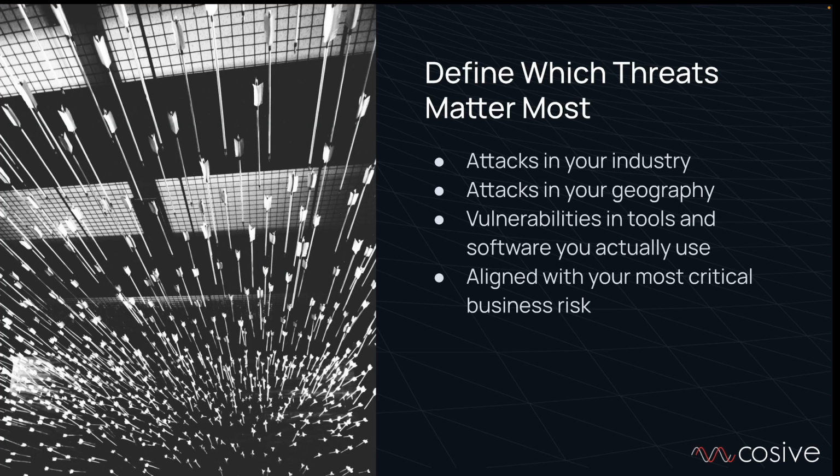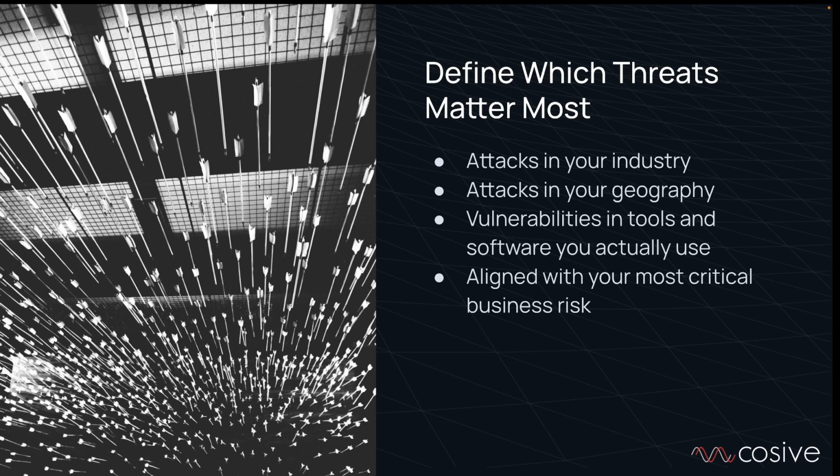Next, you need to define what types of threat intel matter most to your organization. Relevancy is always key when it comes to threat intel. You want to build your program to prioritize threat intel related to attacks in your industry, e.g. financial institutions, attacks in your geography, for example, Australia, and vulnerabilities in tools and software that you actually use. There's no reason to disseminate intel on macOS vulnerabilities if your organization only runs Windows.